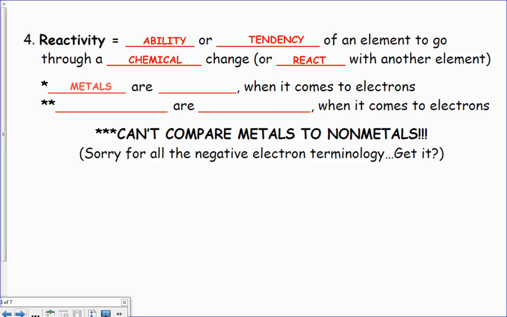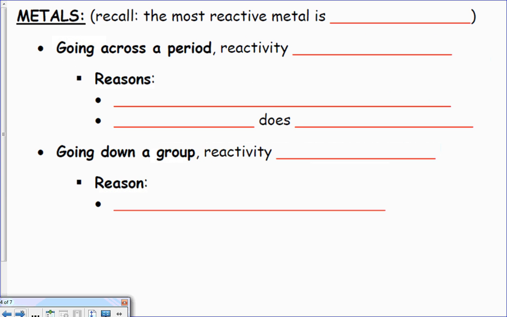Well, as far as electrons go, metals are what we call losers. They love to lose them. Remember, they're loosey-goosey with their electrons. They don't hold on to them real tight, where nonmetals tend to be bullies. They don't want to lose their electrons. What we learned is that they want to gain that 1 or that 2 to get their valence shell. So we don't compare metals to nonmetals in this case. It's just metals versus metals. So that's how, most reactive metal, francium.